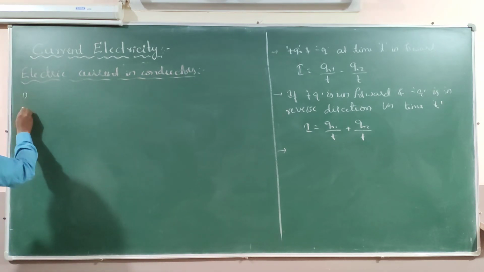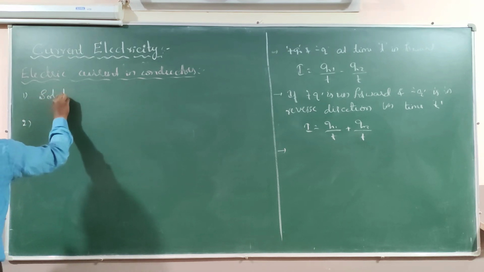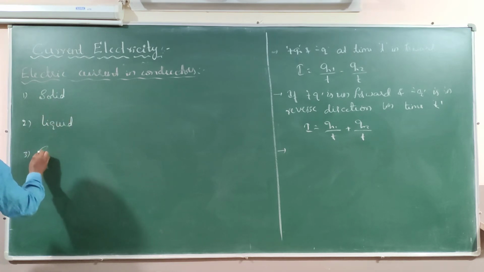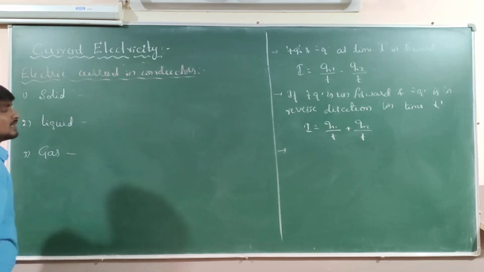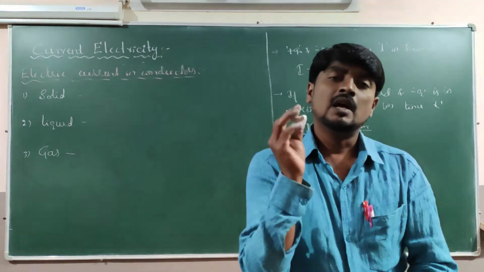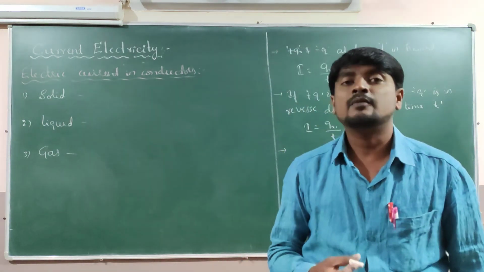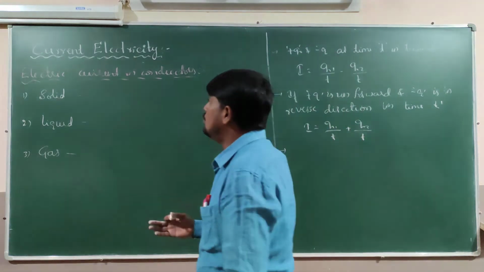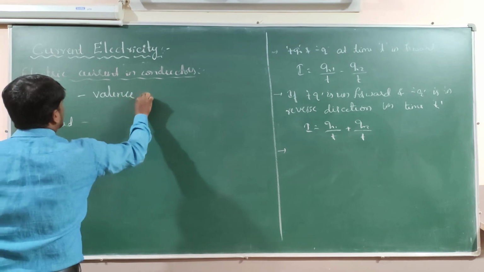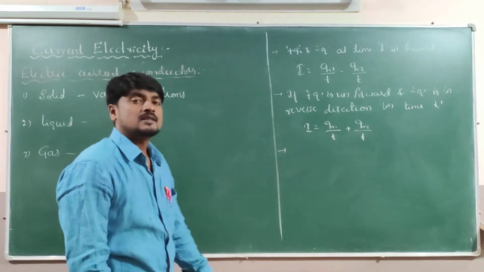As we know, there are three types of matter we come across in our day-to-day life. Let's first take the first one, that is solid state. The second one is liquid state, and the third one is gaseous state. Suppose you take any metal, as you know all metals are good conductors, right? If you write the electronic configuration of that solid, then we come across the valence electrons. Those valence electrons are responsible for the conduction of electric current in case of solids.